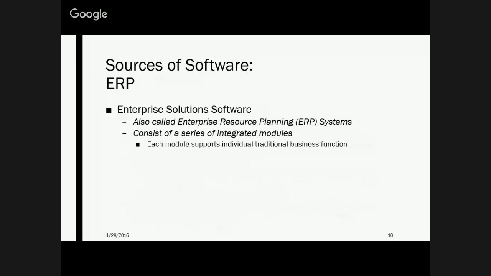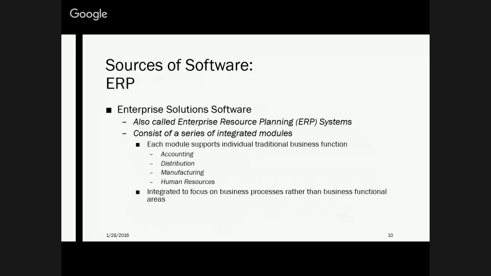So each of those modules has a function like accounting or distribution. So all of your inventory, manufacturing, HR is a big one in these. So how do you track all your training materials and who's done the training they need to do, all that kind of stuff. So obviously every company is not going to need all the modules, but they can piece them together. So it's integrated to focus on business processes rather than business functional areas.